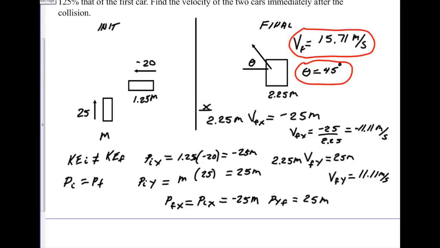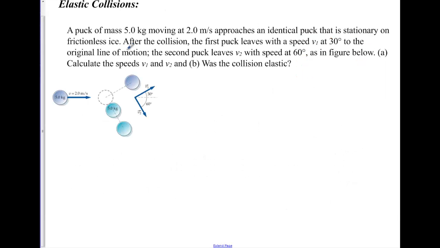Alright, let's look at elastic. It's a little bit more difficult. Alright, let's look at this problem here. You have a puck of mass 5 kilograms moving at 2 meters a second, approaches an identical puck that is stationary on the frictionless ice. After the collision, the first puck leaves with a speed of v1 at 30 degrees to the original line of motion. The second puck leaves with a speed of v2 at 60 degrees, as in the figure below. Calculate the speeds of v1 and v2. Was the collision elastic? Alright, we're going to figure this out.